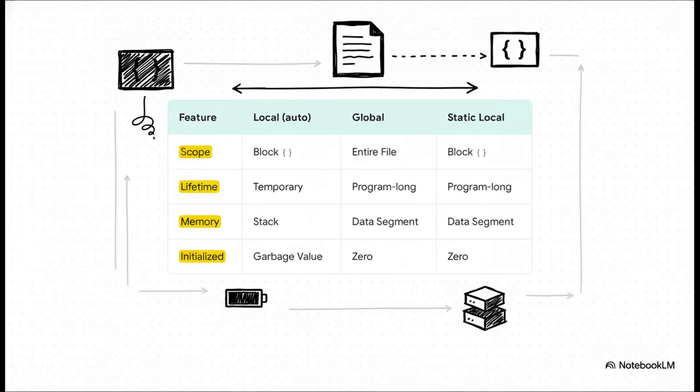This chart right here is your ultimate cheat sheet. It puts it all together beautifully. A normal local variable has a tiny block scope and a temporary lifetime. A global variable is the complete opposite: huge file-wide scope, and it lives for the entire program. And then there's our special hybrid, the static local. It gets the best of both worlds: the strict private scope of a local variable, but the permanent program-long lifetime of a global. That combination is what makes it such a powerful and safe tool in your C toolbox.